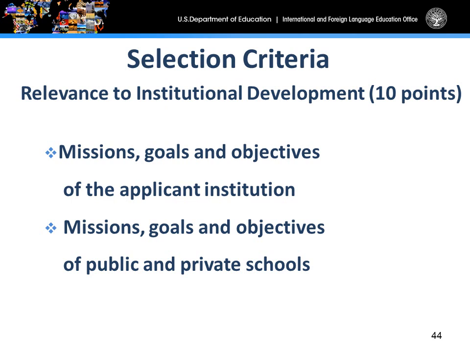Relevance to institutional development is worth 10 points. Applicants should discuss the missions, goals, and objectives of the applicant institution, as well as what it would mean to you to have the GPA grant.